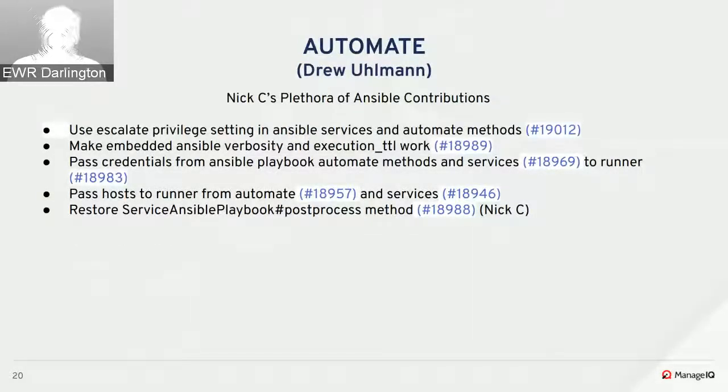Okay, so Nixie had an abundance of awesome Ansible additions and a single bug that was related to embedded Ansible and services and automate methods and pipes and things. We added a new option for Ansible Runner to determine whether to attempt to escalate privileges during the playbook run. Ansible Runner now has working verbosity and passes the option down from services and automate. We also pass credentials from Ansible playbook automate methods and services to Runner, and we pass hosts to Runner from automate and service as well. And the service Ansible playbook post-process method got restored.